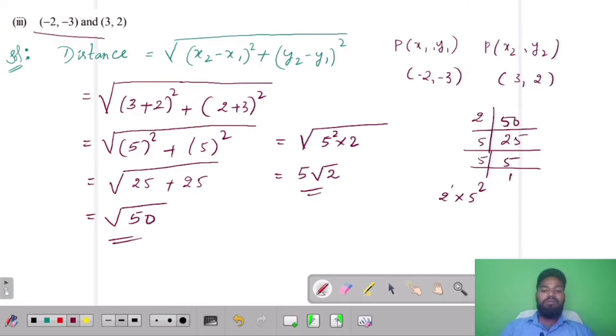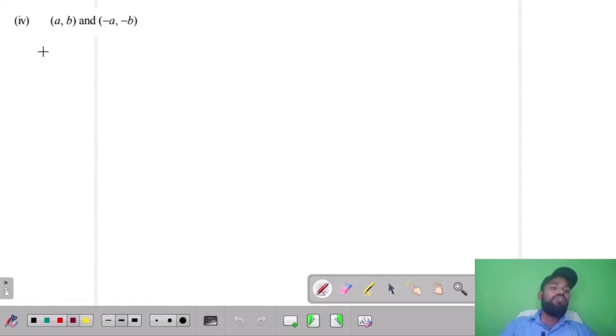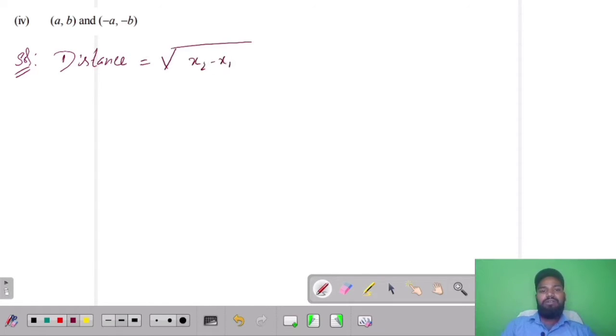So moving to the next problem. What is the next problem here? The fourth problem, that is a comma b and minus a comma b. These are the values, 2 points given. Don't get confused here. We know the standard distance formula, right? So the distance formula is distance equals under root x2 minus x1 whole square plus y2 minus y1 whole square, right?